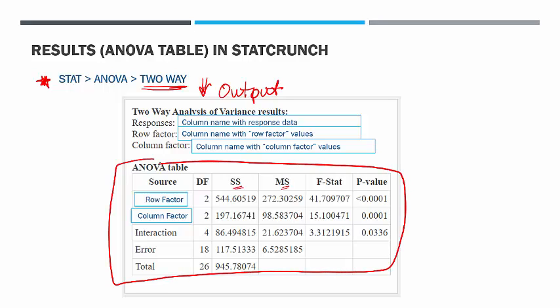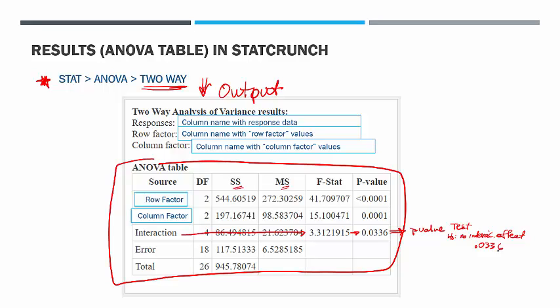Okay, notice that there is a row for interaction, and so this is your test statistic and p-value for the interaction test. So the p-value for the test with the null hypothesis that there's no interaction effect, in this case, is 0.0336. Okay, and then depending on our significance level, that may or may not be significant.